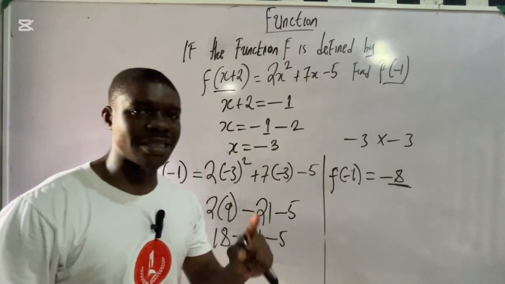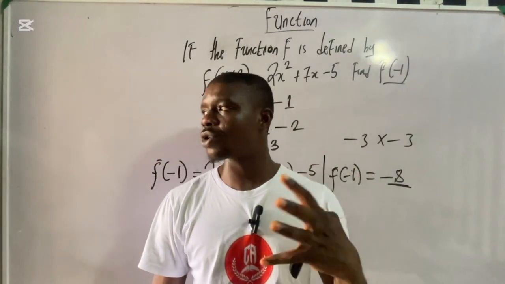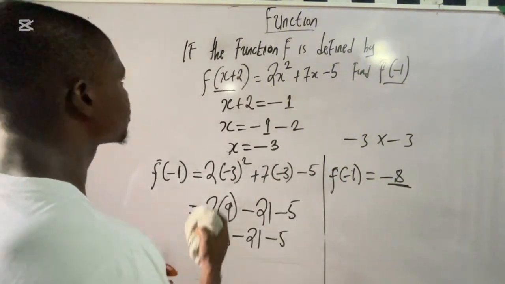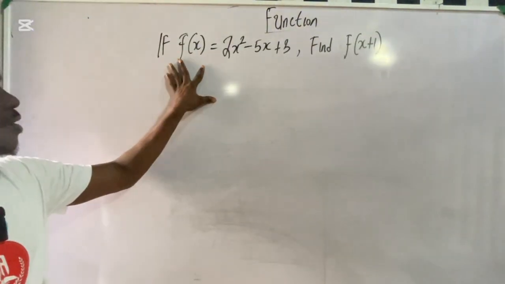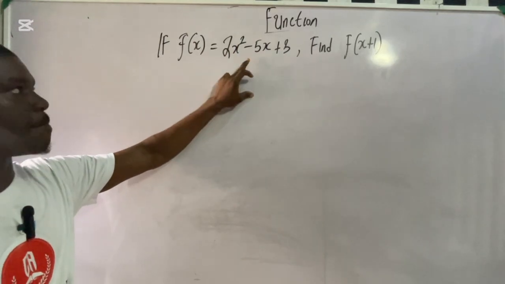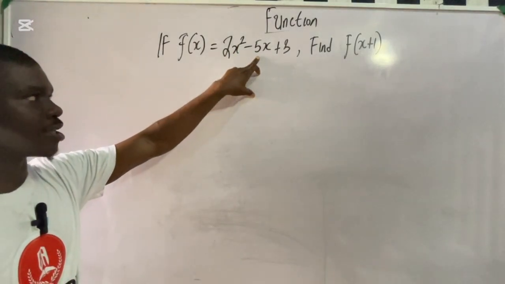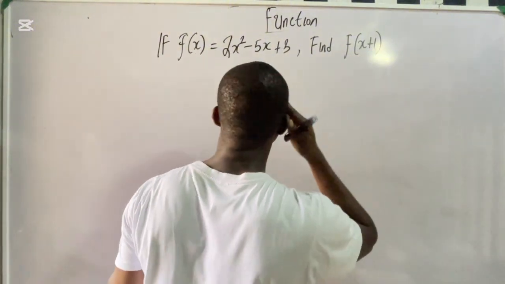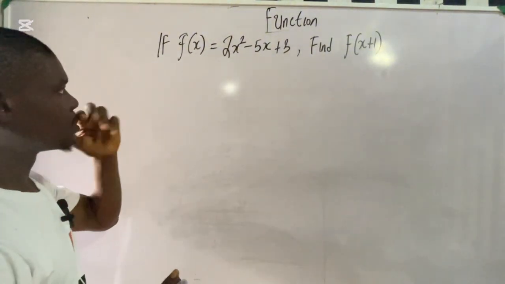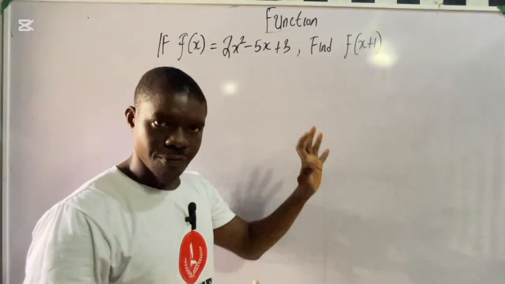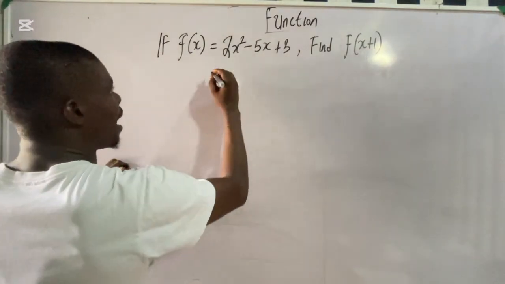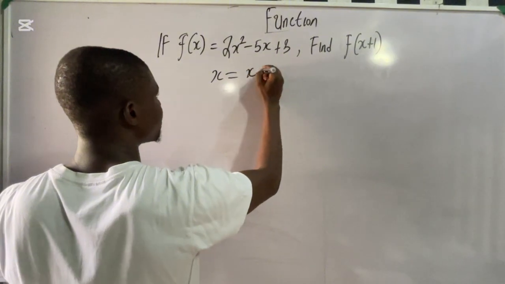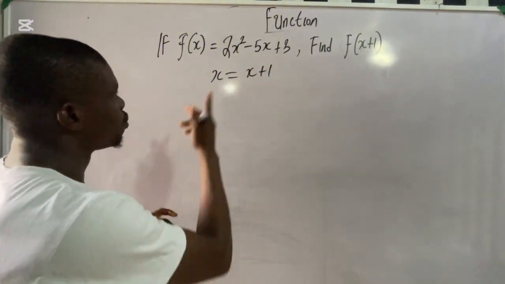So now let's look at the next question, because I really want us to solve a lot of questions here. Let's solve this one here. f(x) equals 2x² − 5x + 3. Let's say you want to find f(x + 1). So x is going to be this guy here, so x equals x + 1.